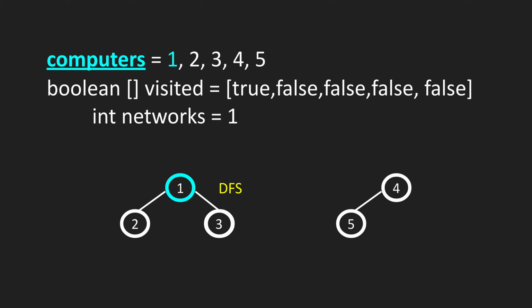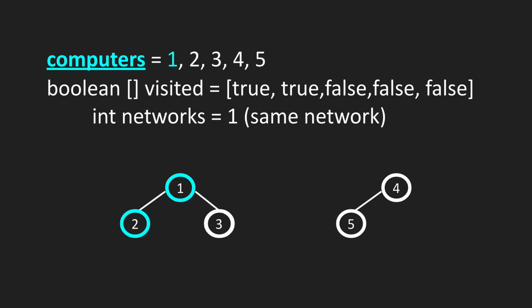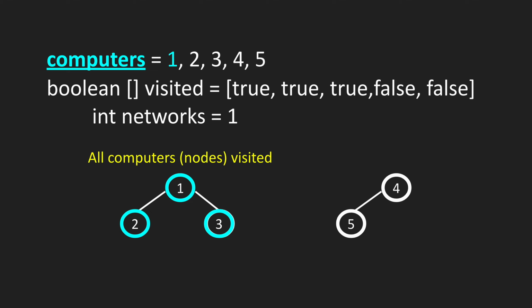So we are visiting 2, right? 2 is equal to false. It means that we haven't visited that. We are setting the value to true. So again, we are in the same network, doing a depth first search starting from computer 1. And then next one, we are going to 3. 3 is also false, which means that we haven't visited that. Again, it's in the same network. We are setting the value to true, and now we have visited all computers in the network 1. So all the nodes are visited.